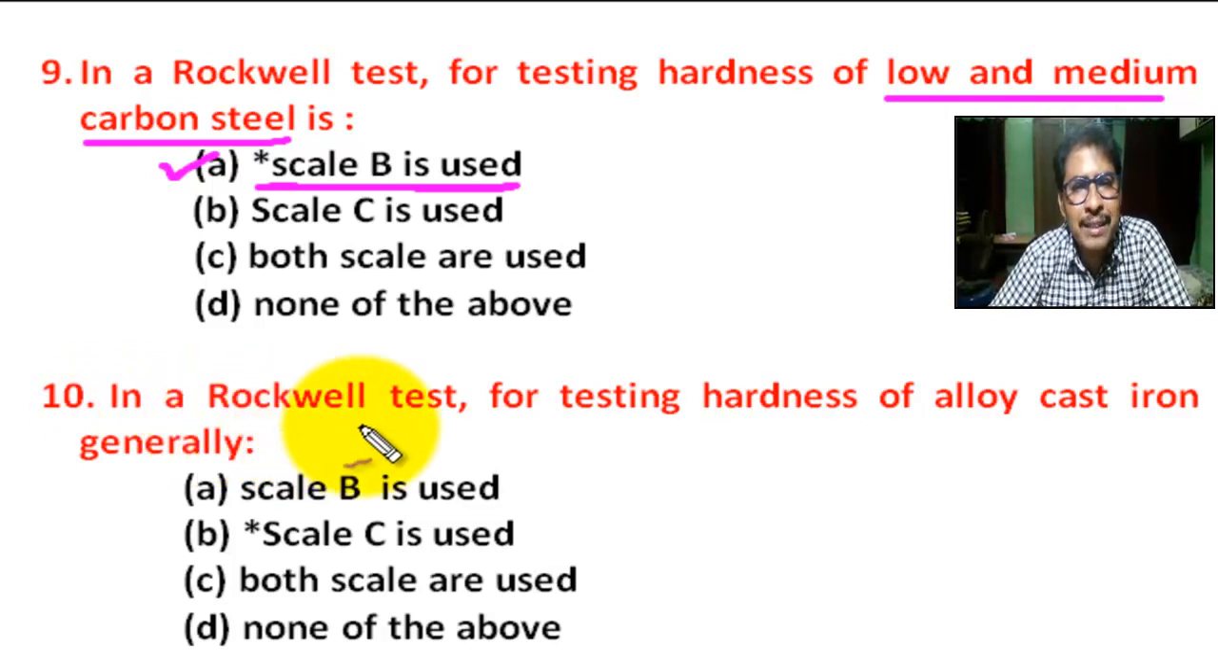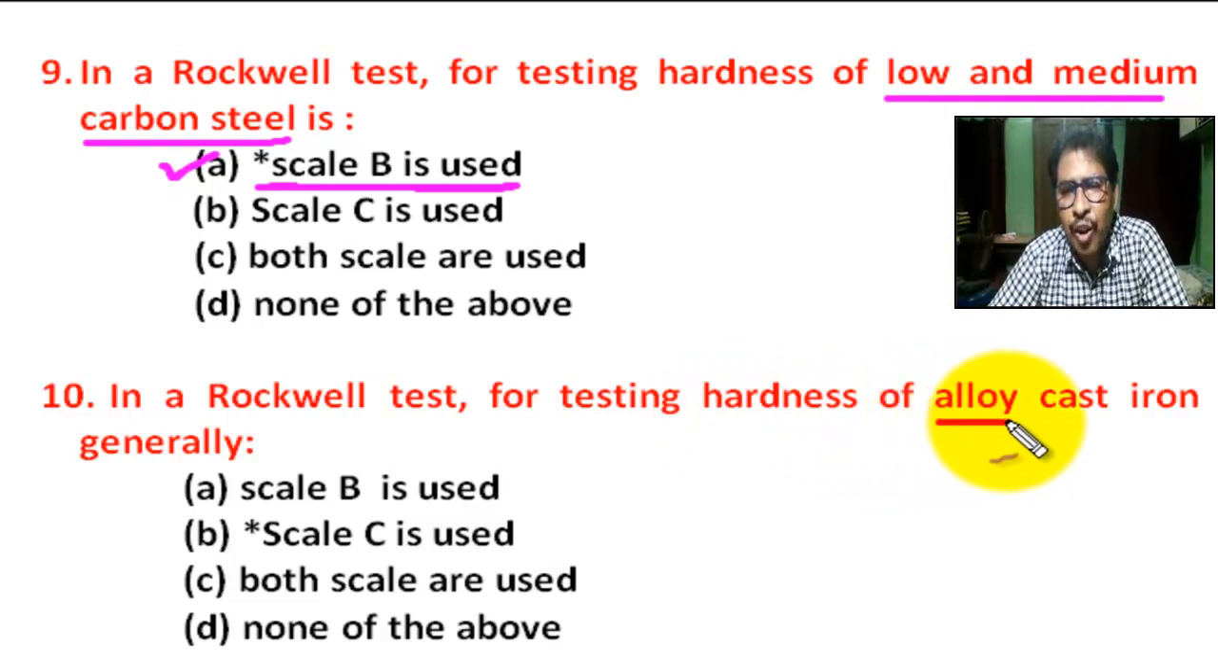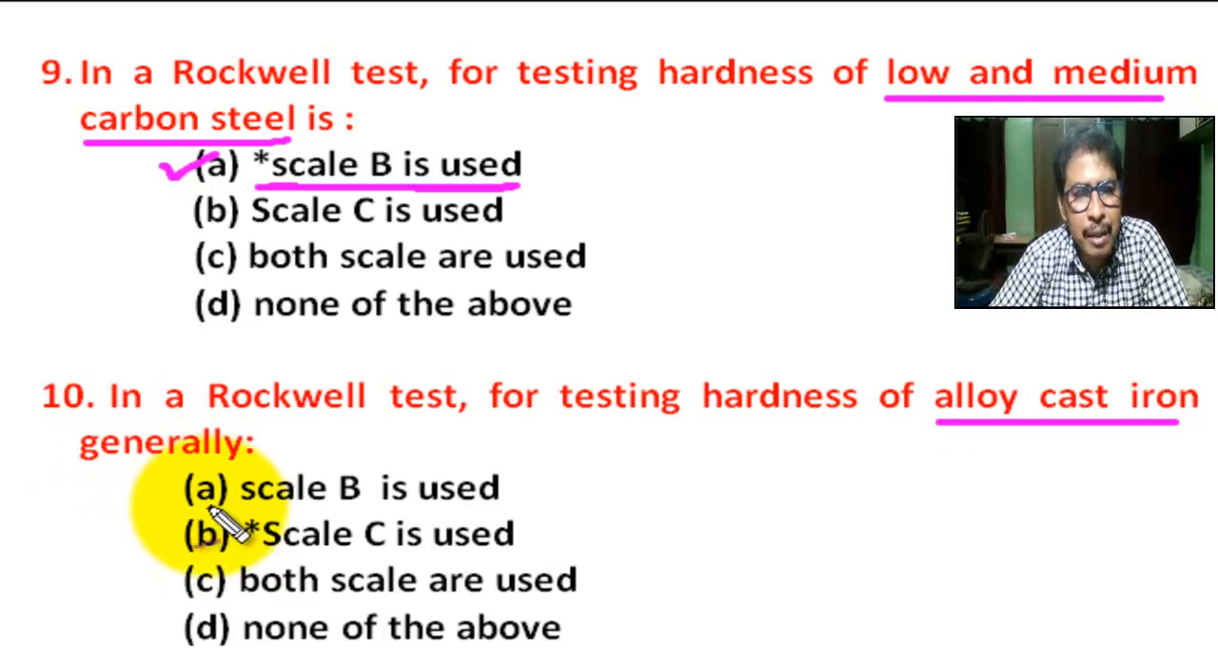Question number 10. In a Rockwell hardness test, for testing hardness of alloy cast iron, which scale is generally used? There are 4 options. Correct answer is B. For alloy cast iron, scale C is used.